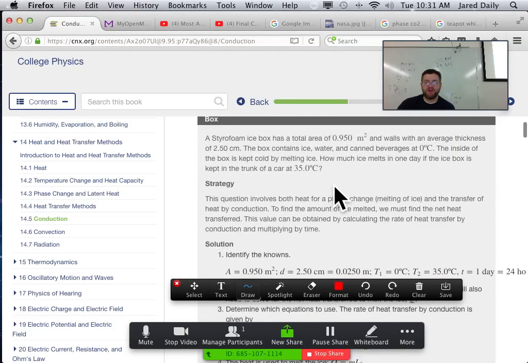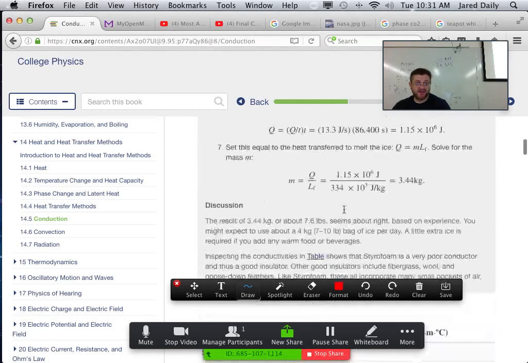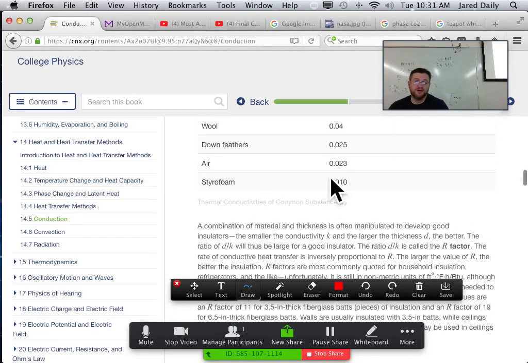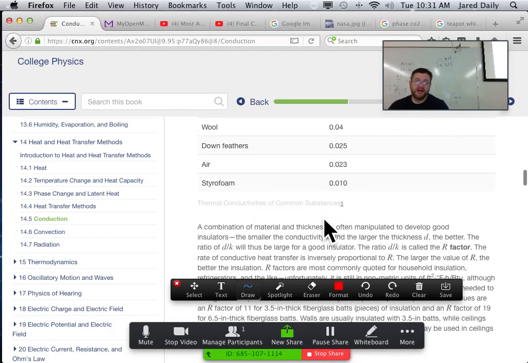And so in this example, we have a styrofoam box that has this area, that's the A. It has a thickness, 2.5, that's the D. It has a temperature on the inside, 0 degrees, and a temperature on the outside, 35, so there's your difference in temperature. And then styrofoam has a K constant, and they have a table of K constants right here. The K constant for styrofoam is 0.010. And so that's a really good K constant, right?